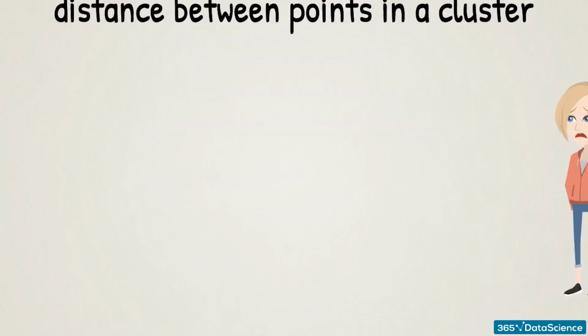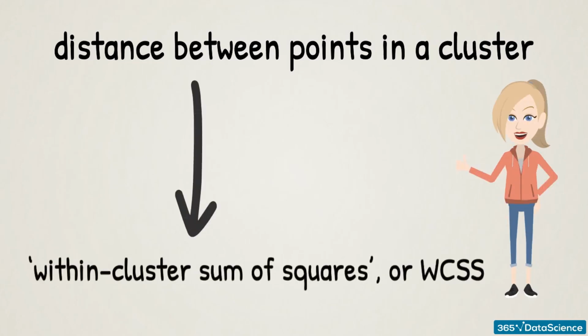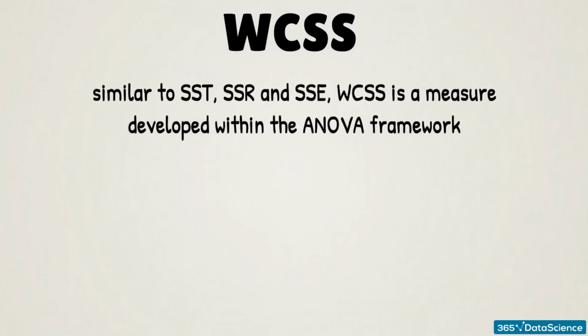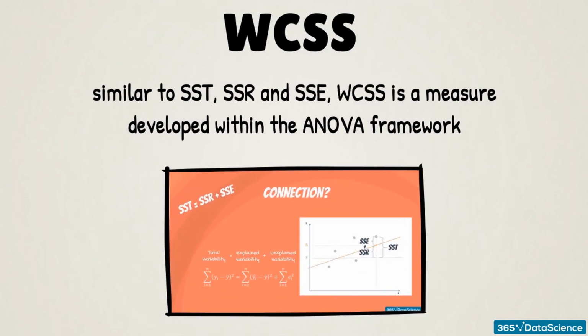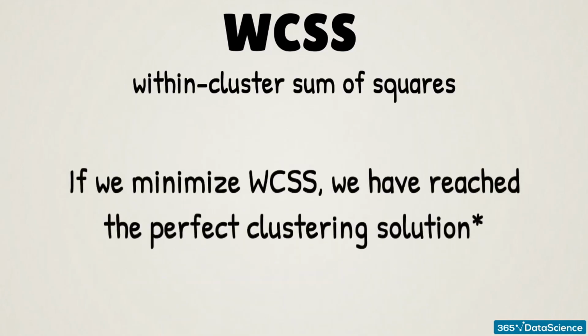Now, the distance between points in a cluster sounds clumsy, doesn't it? That distance is measured in sum of squares, and the academic term is within cluster sum of squares, or WCSS. Not much better, but at least the abbreviation is nice. Okay. Similar to SST, SSR, and SSE from regressions, WCSS is a measure developed within the ANOVA framework. If we minimize WCSS, we have reached the perfect clustering solution.